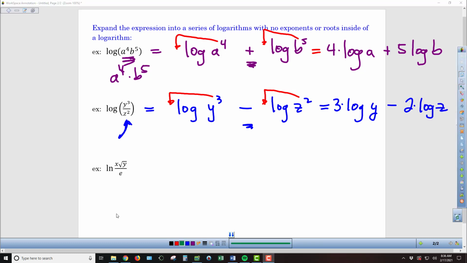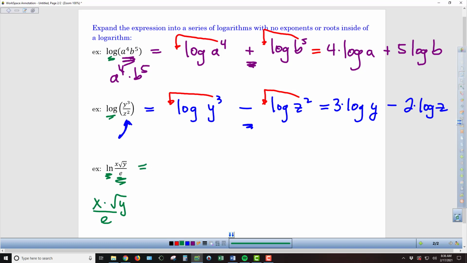For the last one, we have 3 pieces inside the logarithm. We have x times the square root of y in the top, so both of those pieces will be positive when we start to expand this expression, but then we're dividing by e on the bottom, so that will be subtracted as a logarithm. And our log this time is the natural log instead of the base 10 log that we had in these previous couple of examples.